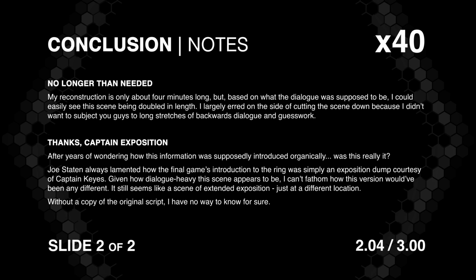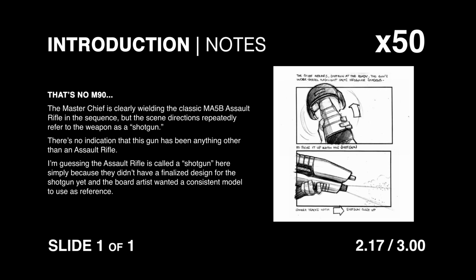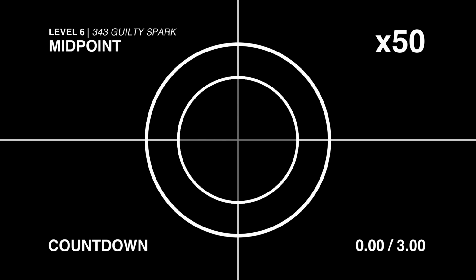And now we move back to an existing cutscene. X50 is the cutscene that plays midway through the level 343 Guilty Spark, and marks the introduction of our favorite parasitic space fungus.